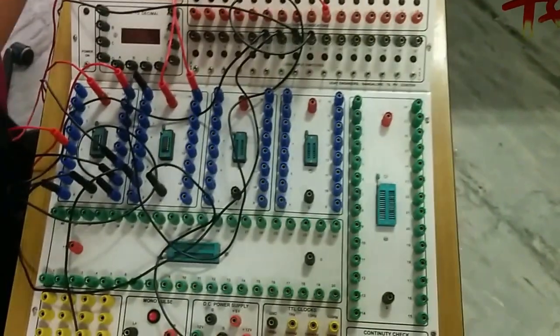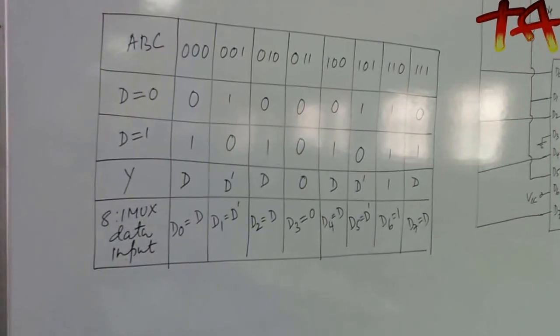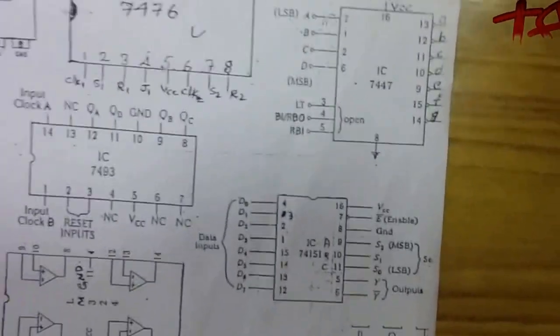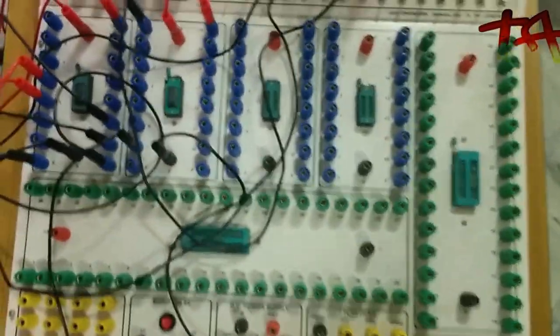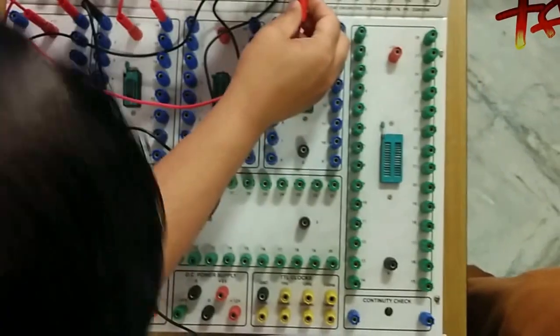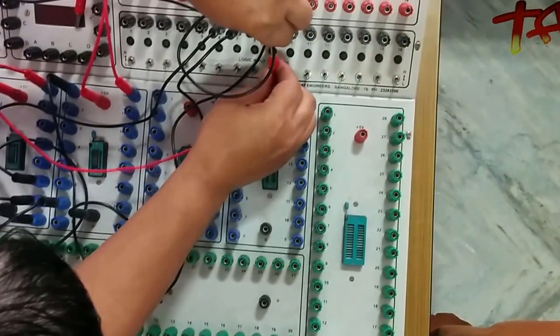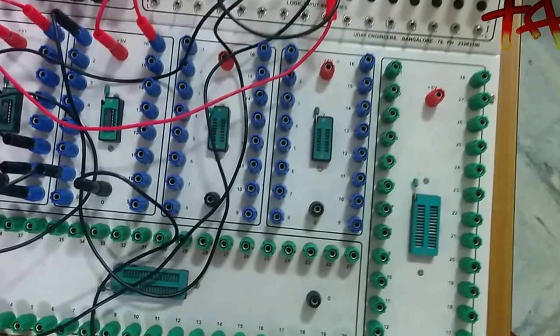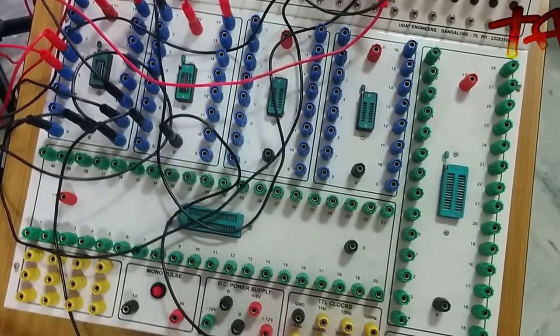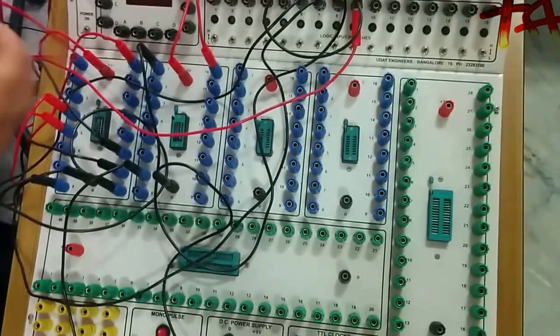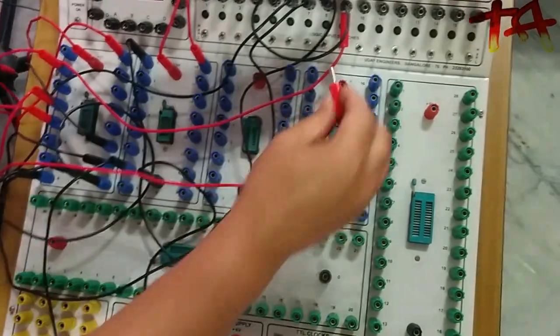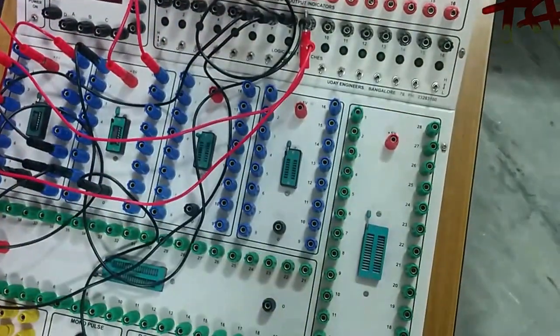Now coming to the designing. You can see D0 pin number is 4. According to the design, pin number 4 should be connected to D, so I am connecting it to D. Then D2, pin number 2, is also connected to D.